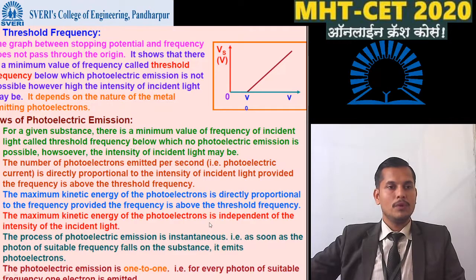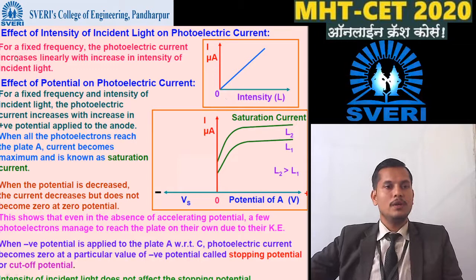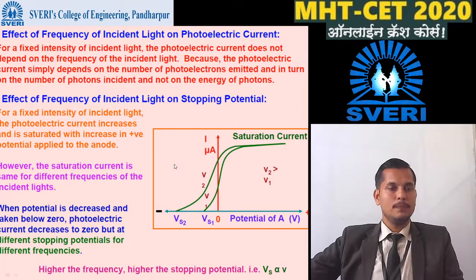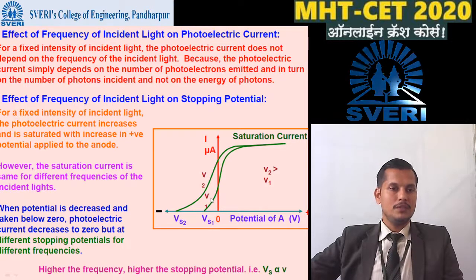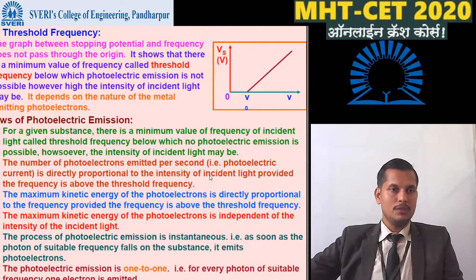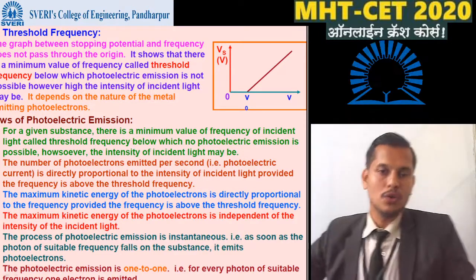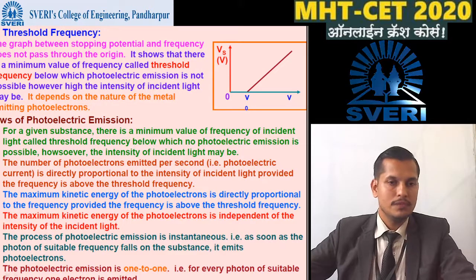Now, from the previous slides, what we are discussing: graphical representation of effect of intensity of incident light on photoelectric current, then effect of potential on photoelectric current, then effect of frequency of incident light on photoelectric current, then effect of frequency of incident light on stopping potential, what is meant by threshold frequency. And then we have discussed these different laws. So let us check these laws once again.